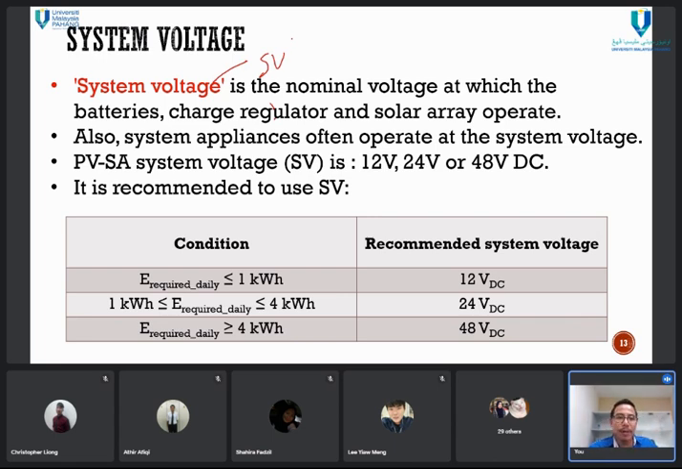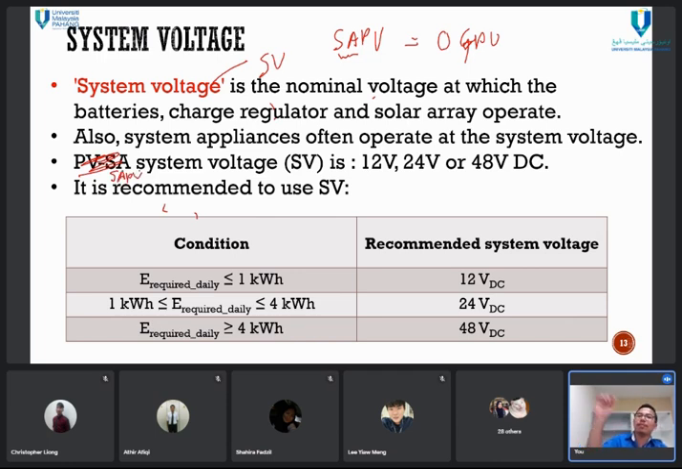Okay, systems often operate at system voltage, PVSA. Ada PVSA, photovoltaic standalone. Okay, ada lagi, SAPV or OGPV. SAPV ni stand alone PV. OG is off grid. So SAPV or OGPV. PVSA ni pelik, macam PSA bunyi. PVSA ni tak syok, saya cancel jap. Kalau paper, SAPV.